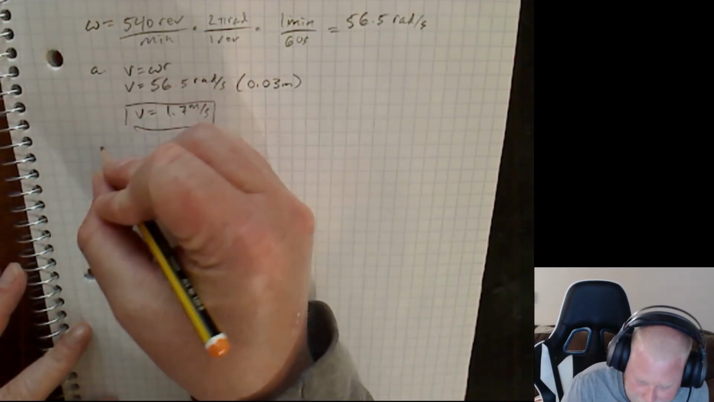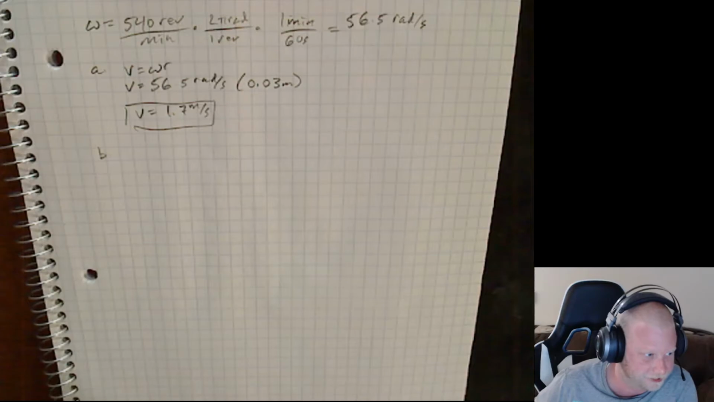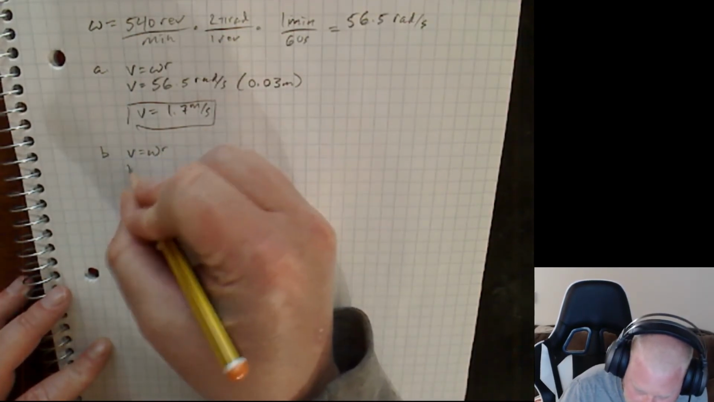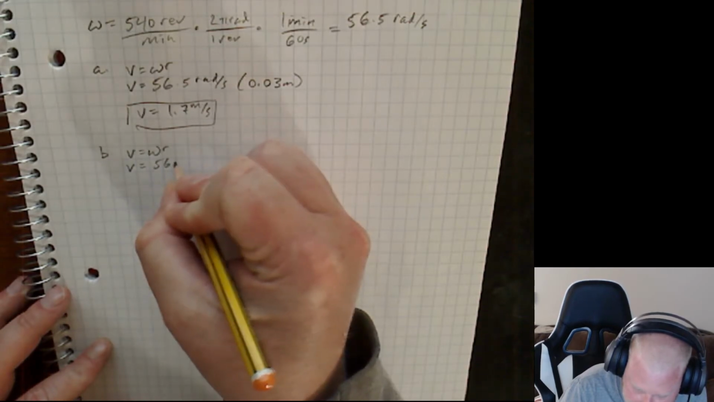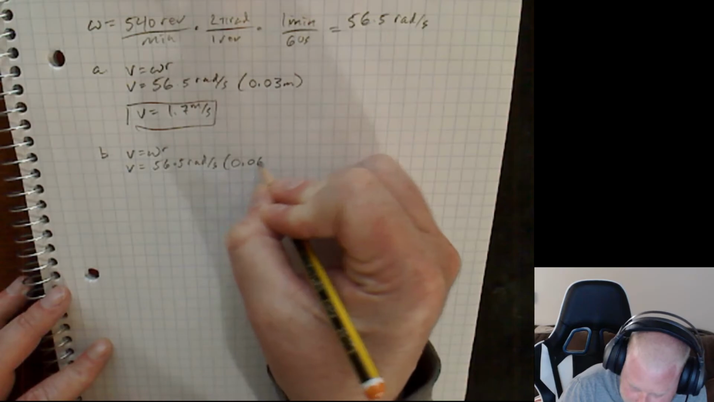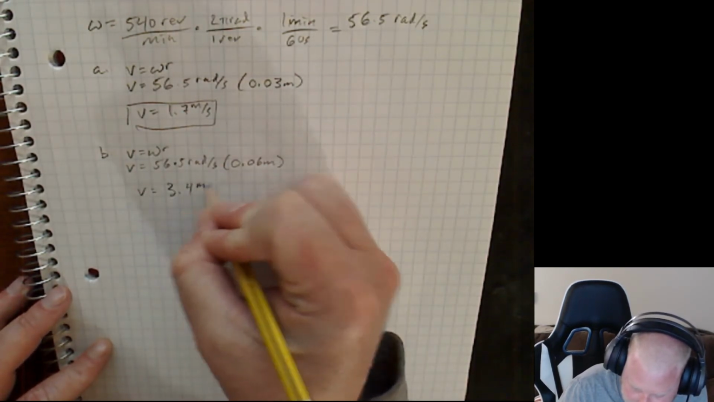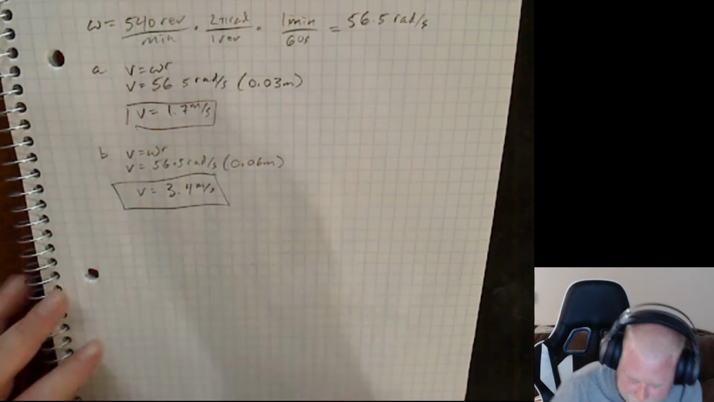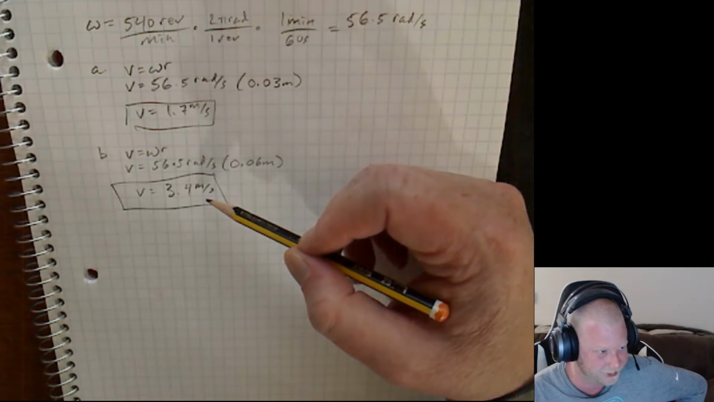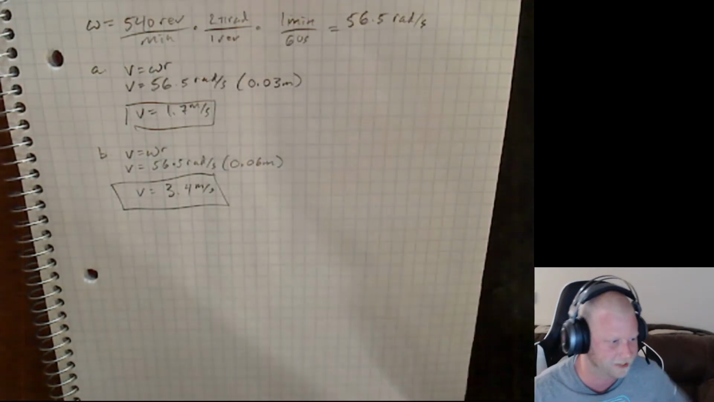Now in B, we're looking at a spot twice as far, so 0.06 meters. So v is equal to omega r. So v equals 56.5 radians per second times 0.06 meters. So v in this case comes out to 3.4 meters per second. And again, the reason this one has a greater linear speed is because it's covering a greater arc length in the same amount of time.